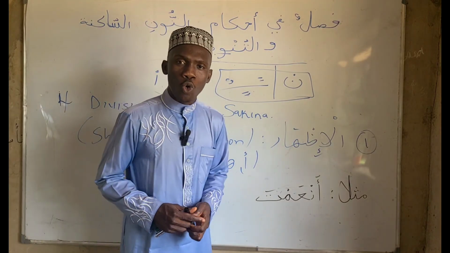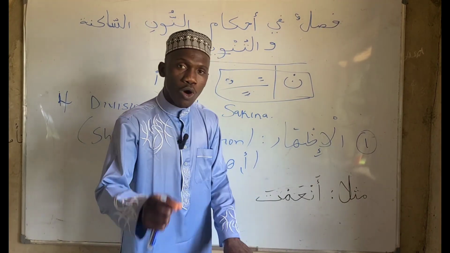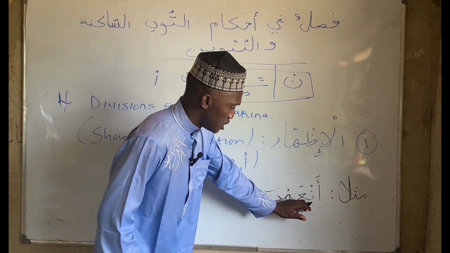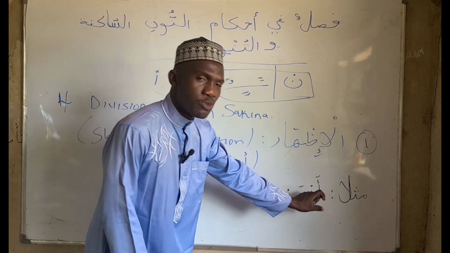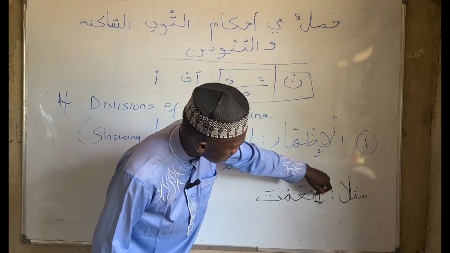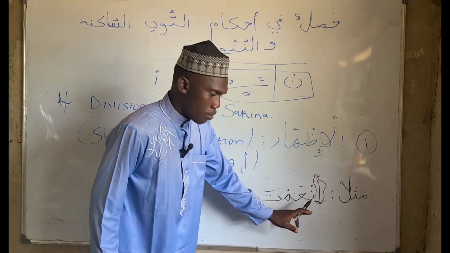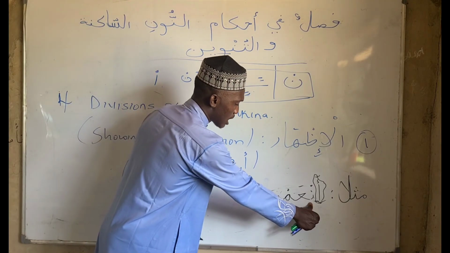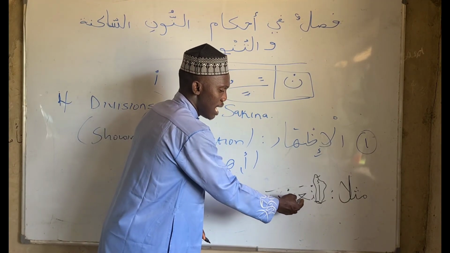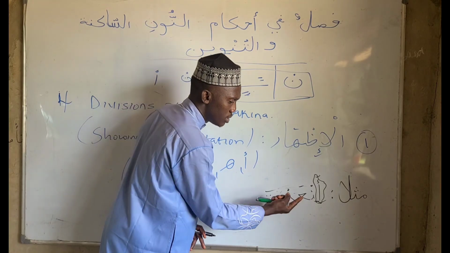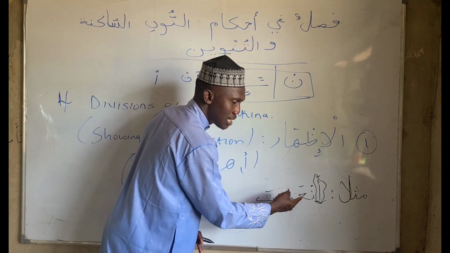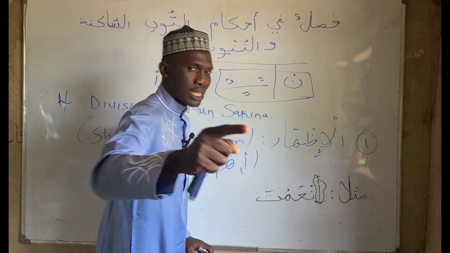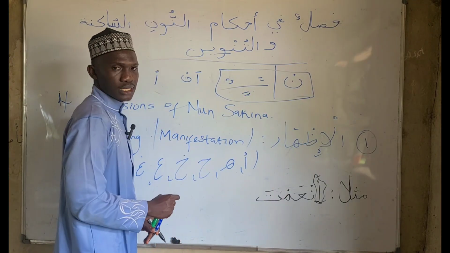So how do we know that this is actually the one we are referring to? This is Nun. Alif comes before Nun, so we are not dealing with this first Alif. We are only dealing with Ain that comes after Nun. So you must see Nun Sakinah first before you see any other letter. The letter that follows it will determine whether that letter is Idhar or any other types of Nun Sakinah, right?